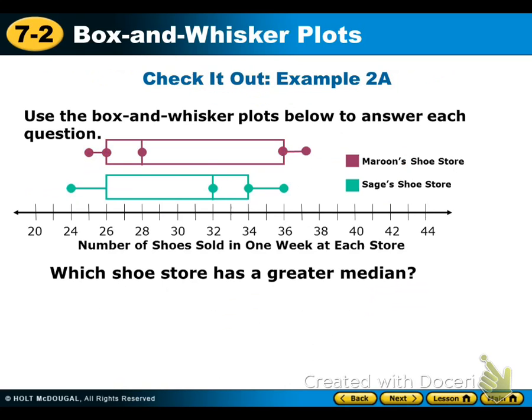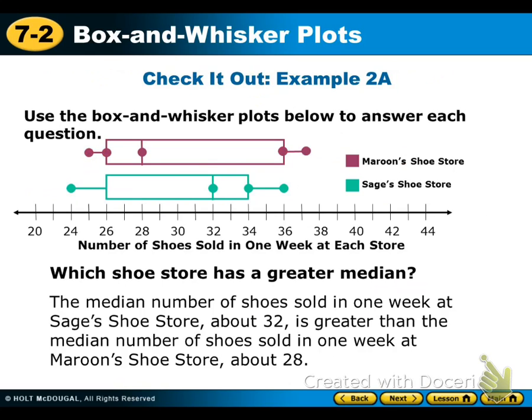Okay, let's try another one. Which shoe store has a greater median? Now remember, the median of the entire data set is what we're talking about, and that's the line with the dot through it inside the box. So the maroon shoe store has a median of 28, and the green shoe store, Sage's shoe store, has a median of 32. So which shoe store has a greater median? The green one, or I'm sorry, Sage's shoe store.